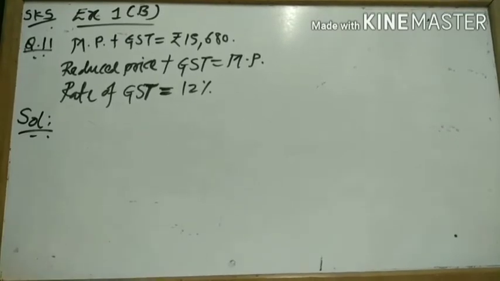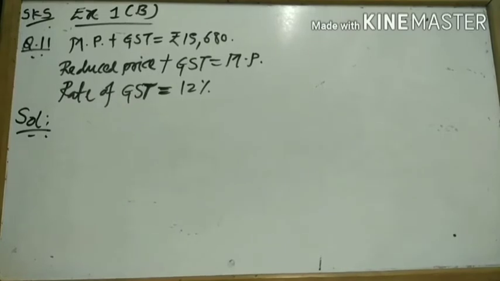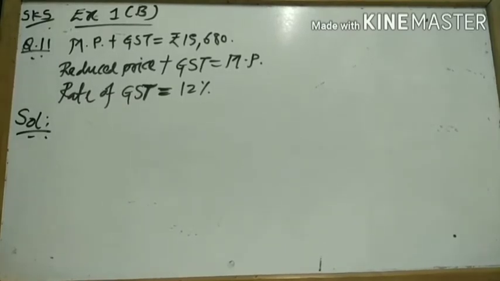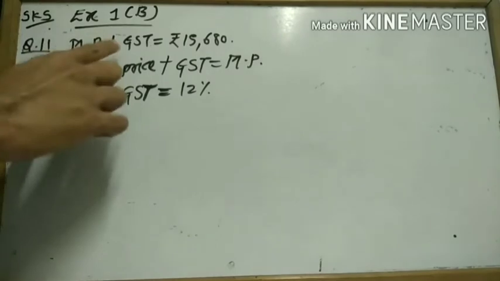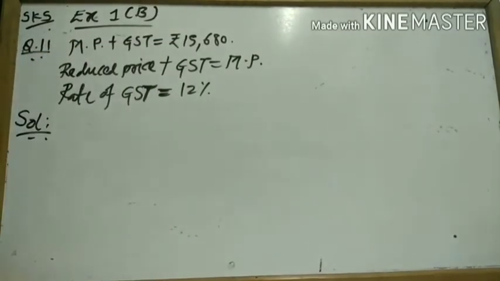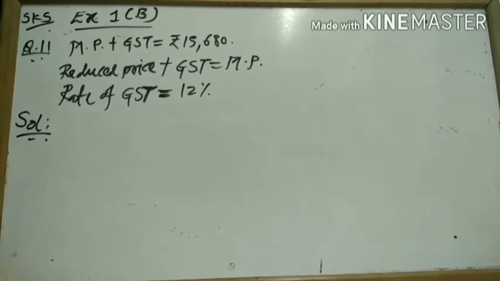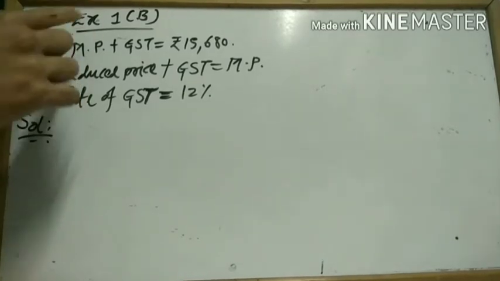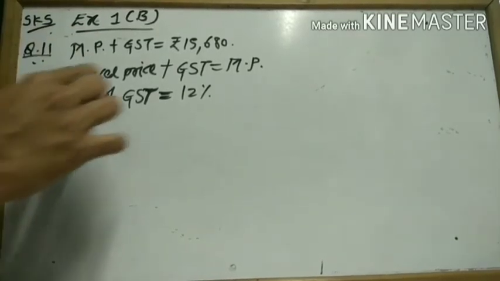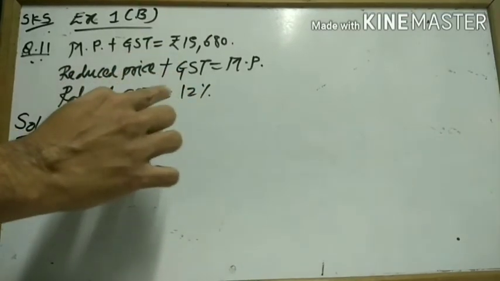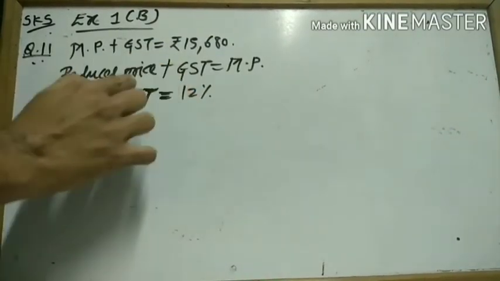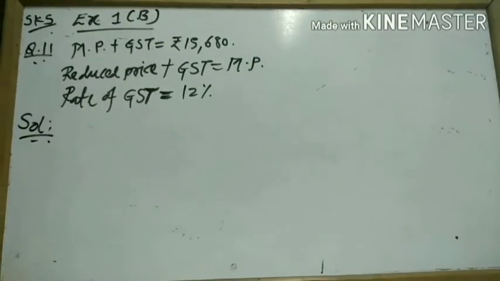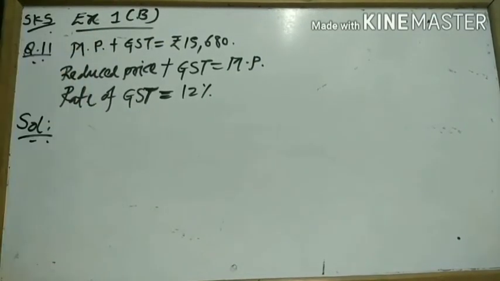We shall see one more question. Question number 11 from exercise 1B. And let me tell you, this is the most interesting question in this entire chapter. They've given us mark price plus GST of an article is rupees 15,680. Its rate of GST is 12%. A customer wants to buy that particular thing at just the mark price of the object. That mark price of the object, whatever he wants to pay, should be GST plus reduced price should be equal to mark price.